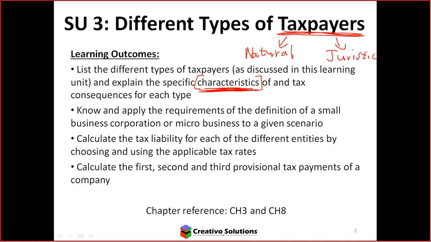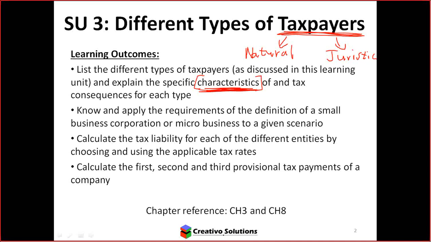Unfortunately, with a module like tax, things change every single year because we have a budget every single year, and there are always certain things that come out in terms of changes in legislation, and they might be minor or they might be quite big.